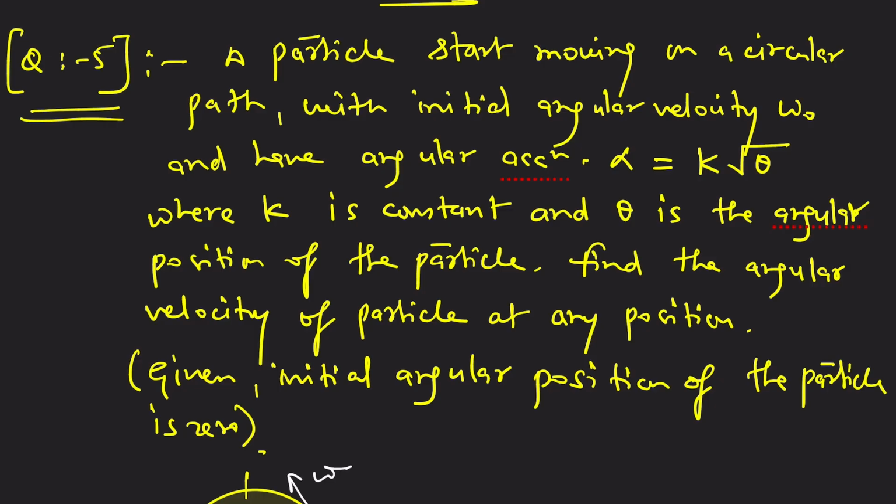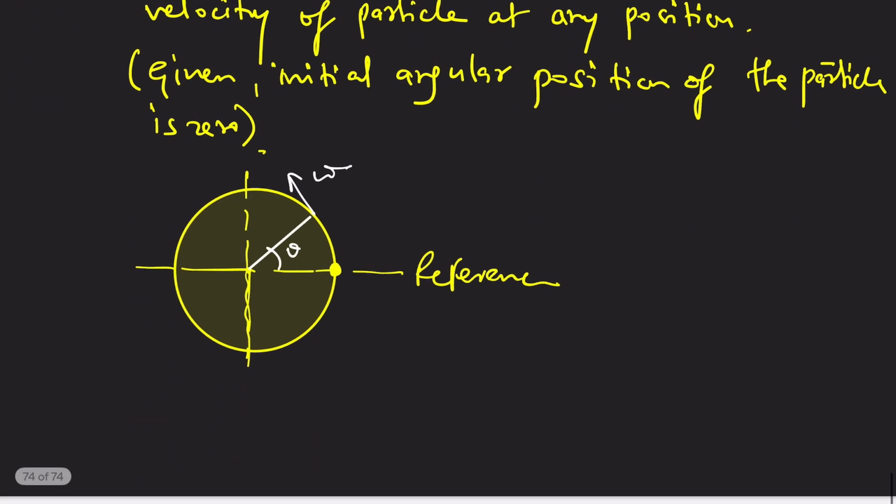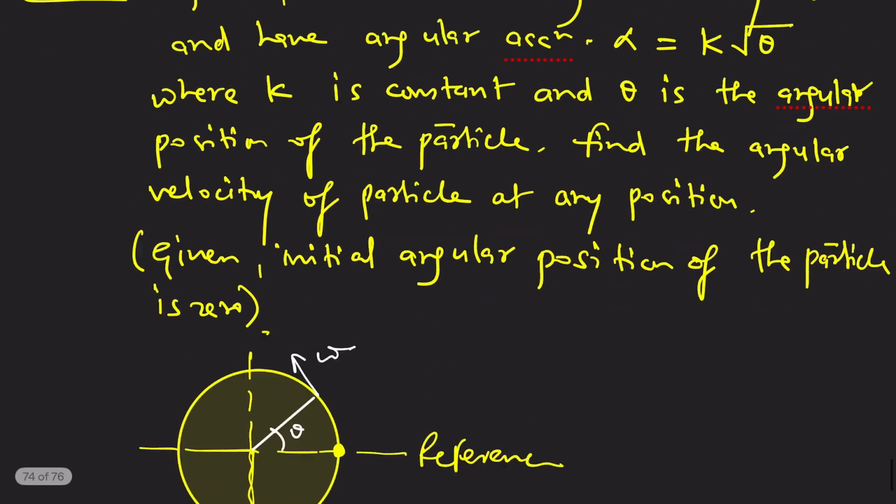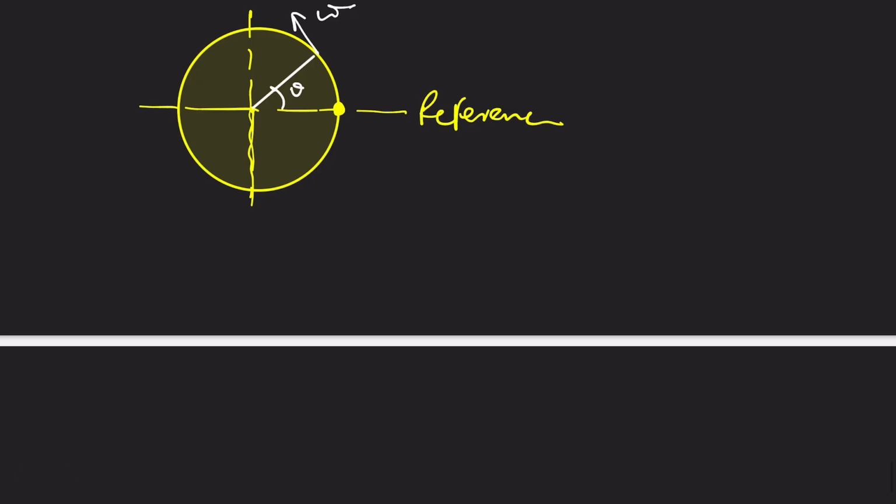Okay, so guys let me solve this problem. If you want to try, you can pause and solve this problem. Otherwise let me solve this guys. Okay, so if you see here guys, this problem is very easy. Just we have to use the differential equation of kinematics guys. So here if you see, the alpha is given as K under root theta guys.